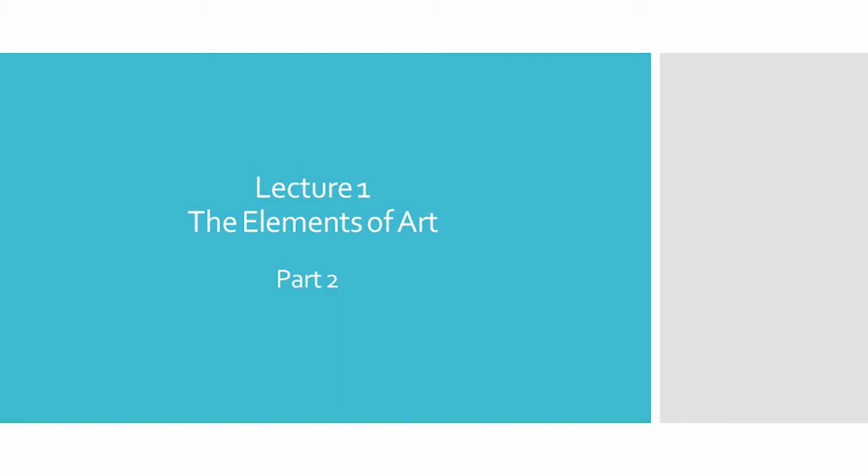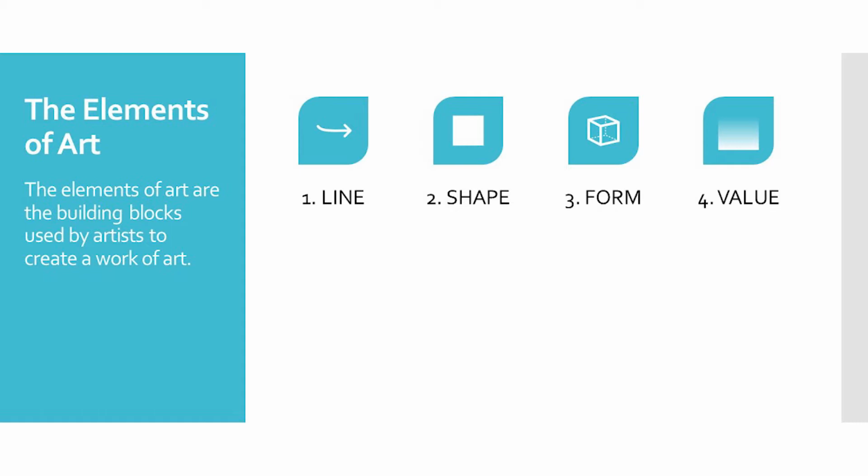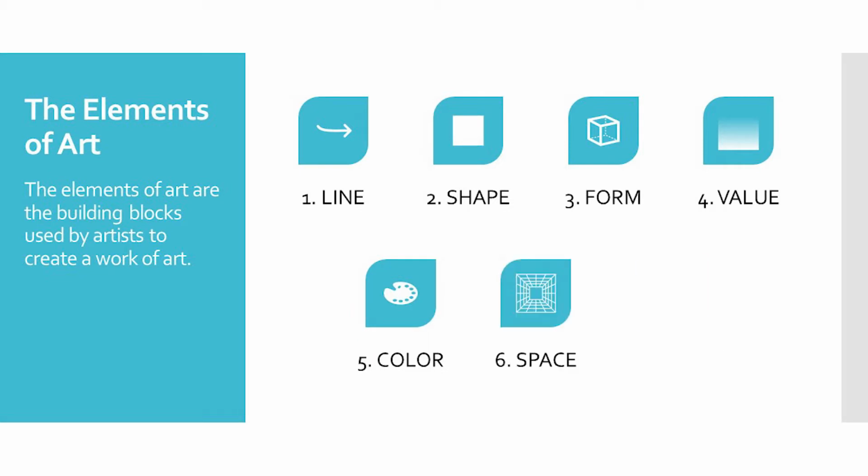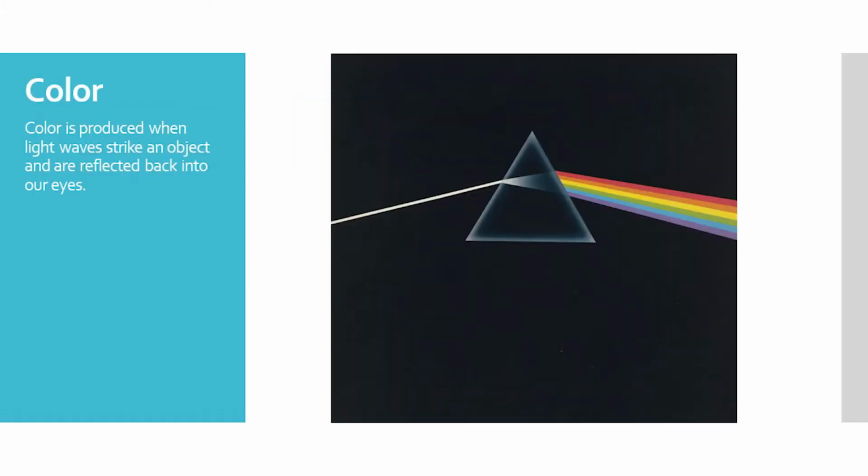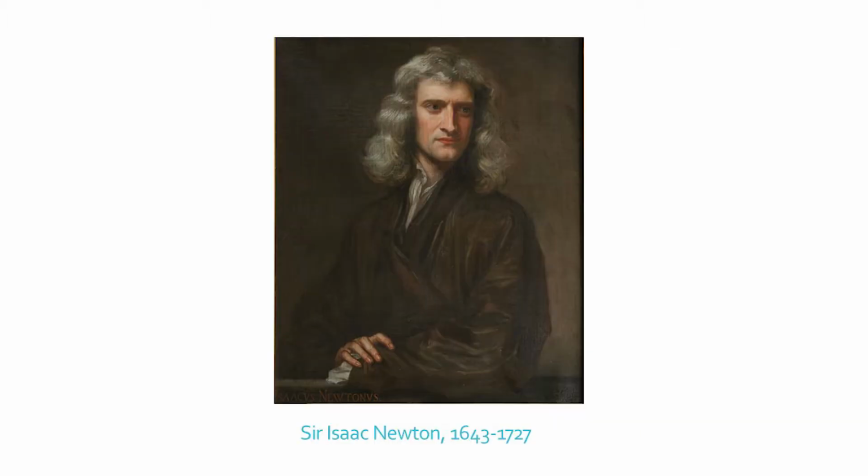So, in the first part of this lecture, we covered line, shape, form, and value. And in the second part of the lecture, we're going to cover the other three elements of art, which are color, space, and texture. So here's our definition of color. Color is produced when light waves strike an object and are reflected back into our eyes. Our modern understanding of light and color begins with Isaac Newton.